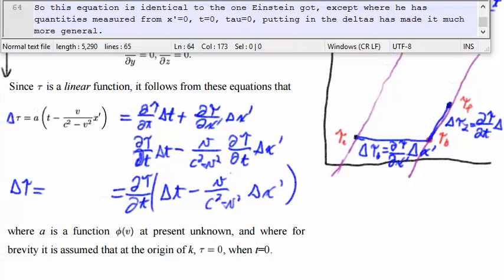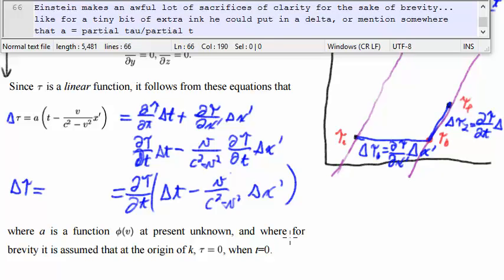So this equation is identical to the one Einstein got, except where he has quantities measured from x prime equals 0, the origin of k, tau equals 0, and t equals 0. Putting in the deltas has made it much more general. Einstein makes an awful lot of sacrifices of clarity for brevity, it seems, for a tiny bit of extra ink. He could put in the delta for delta t and delta x prime and delta tau, or mention somewhere that this variable he's introduced is delta tau delta t.